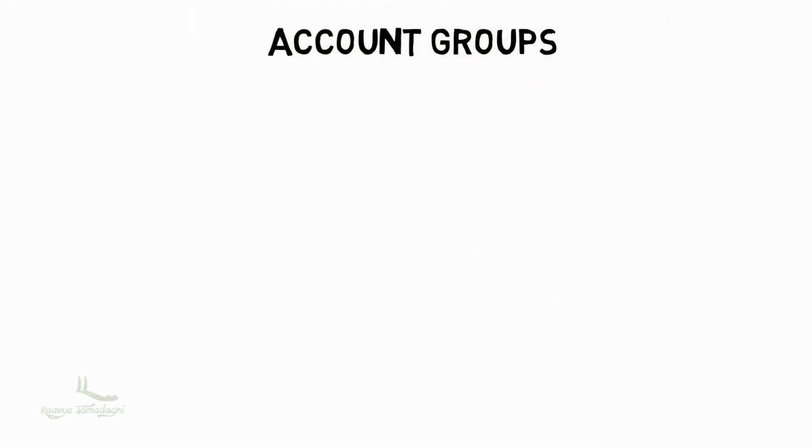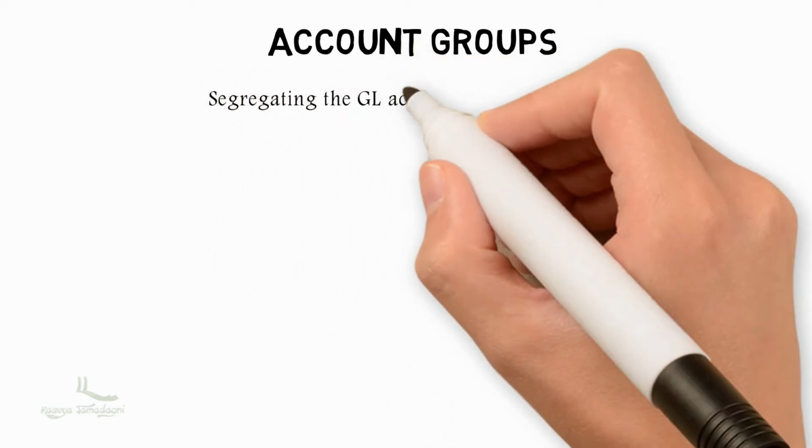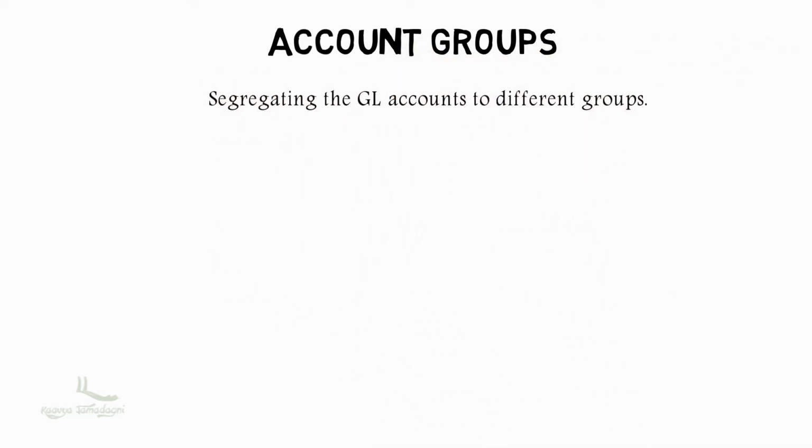So after the creation and assignment of chart of accounts, what we have to do is define the account groups. So what does this account group mean? Account group means segregating your GL accounts into different groups.